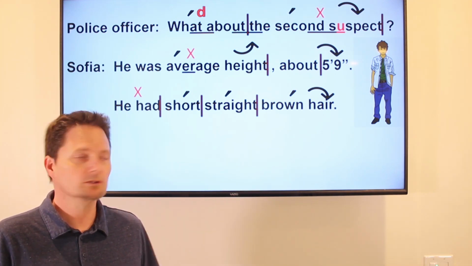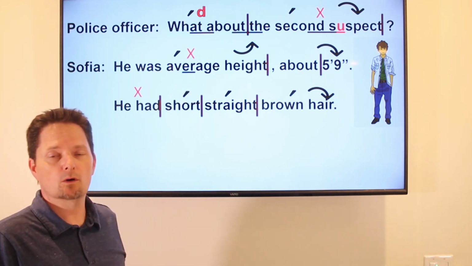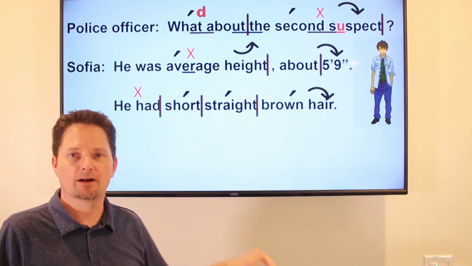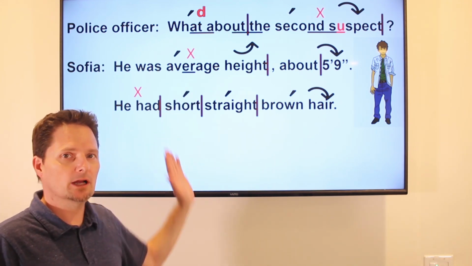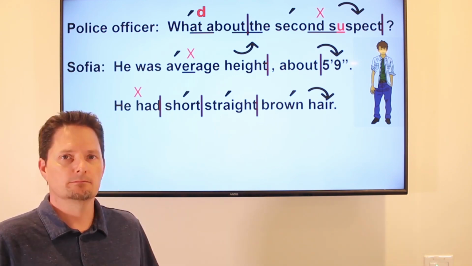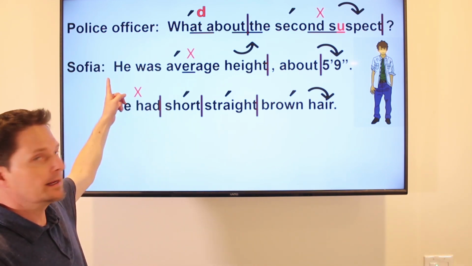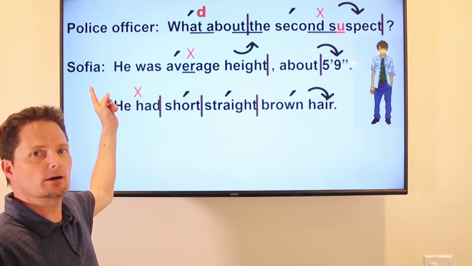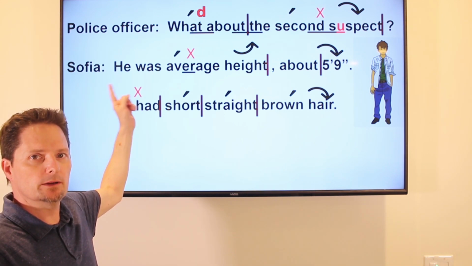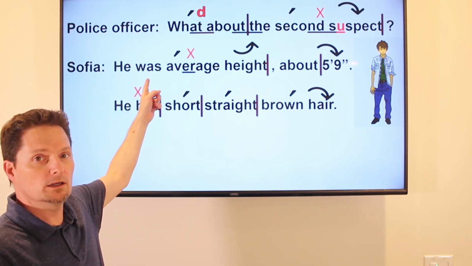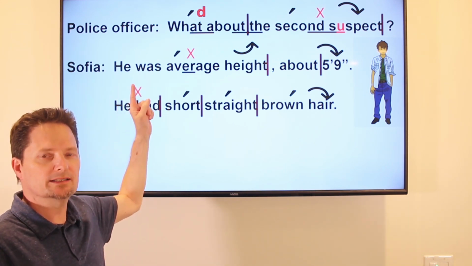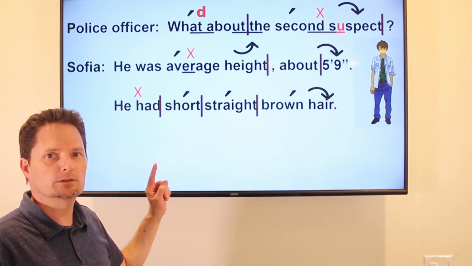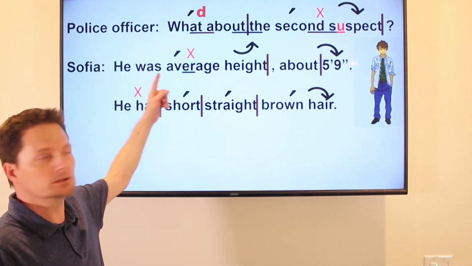We stress important words. Average is the important word because average is an adjective. He was average height, about 5'9". Pronunciation changes? He was is not stressed, so the sound was is a little shorter. He was. When you link it, he was, because it's not stressed.